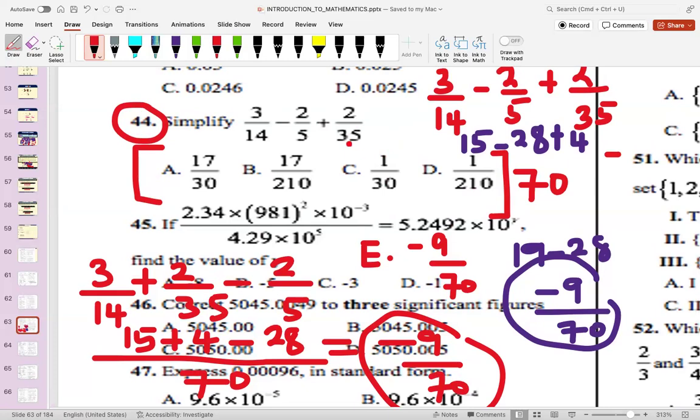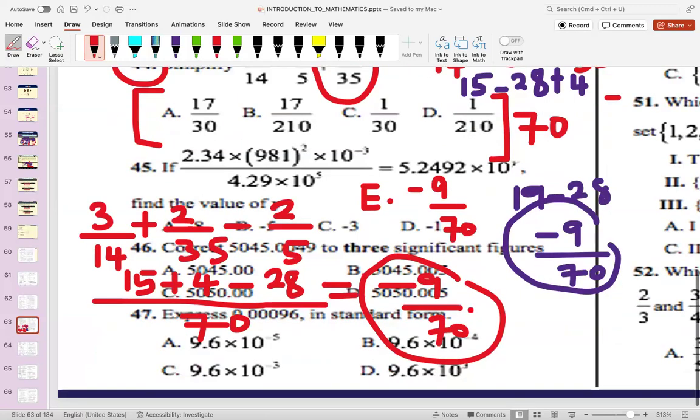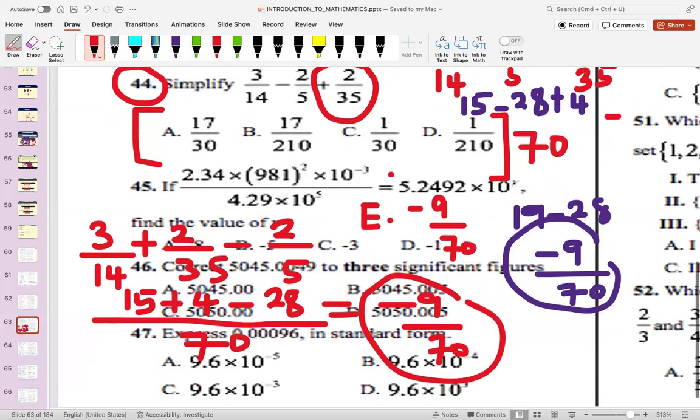And then if you also want to follow the BODMAS, 35 first before the minus, you see that both ways you get the same results. And once you get the same results and your answer is not here, you write your answer. So this is one of the things I wanted to show you today.